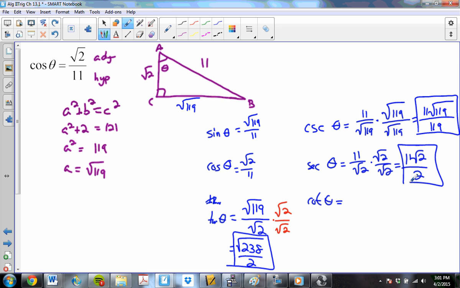Finally, cotangent. Well, look at the original one. The original one was root 119 over root 2, so it becomes root 2 over root 119. Multiply the top and the bottom by root 119.